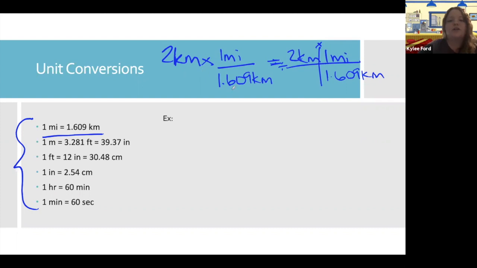Okay, so now I can say, I can multiply across the top. So 2 times 1 is 2, right? Divide the bottom, that 1.609, okay? And then I look at my units. So my units up top is kilometers, miles, and then dividing by kilometers. So my kilometers cancel in both cases, okay? So we're left with miles, which is good because that's what we want to know. We want to know how many miles are in that 2 kilometers, okay?